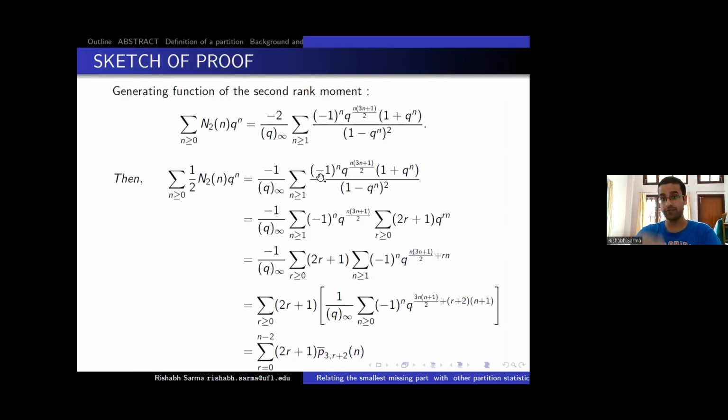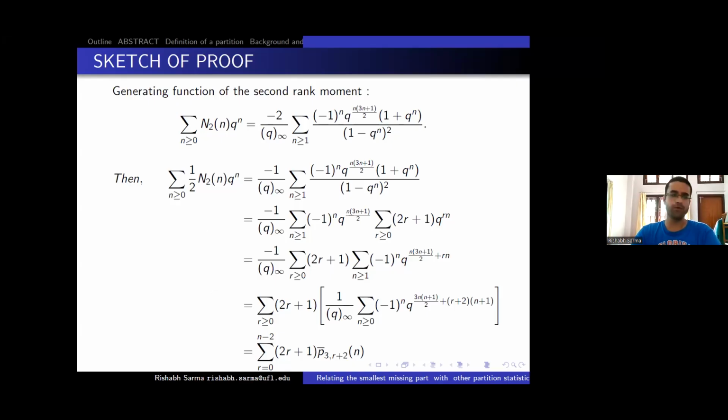We have a generating function for the second rank moment thanks to Atkin and Garvan. And on slight manipulation and simplification, once again, we can align our generating function with the generating function of the extended max function that we have obtained before. And as a result, we find that the second rank moment is a finite sum of the maxes, overline maxes with a coefficient at the front. The result for the crank and the SPT follow similarly.